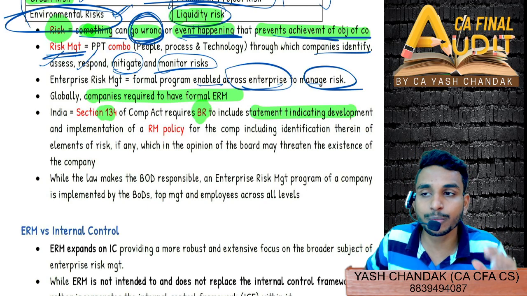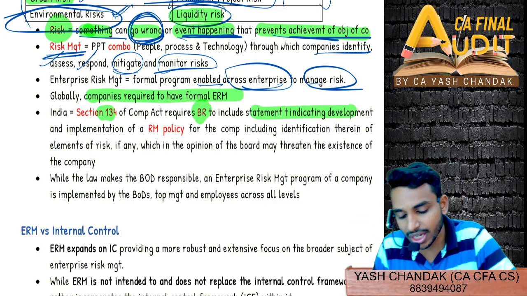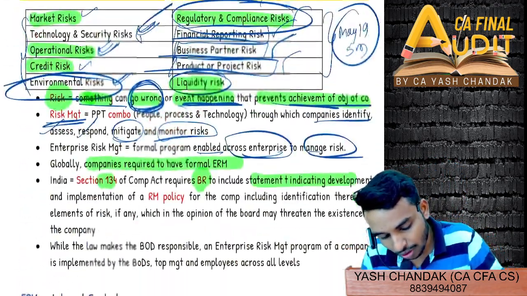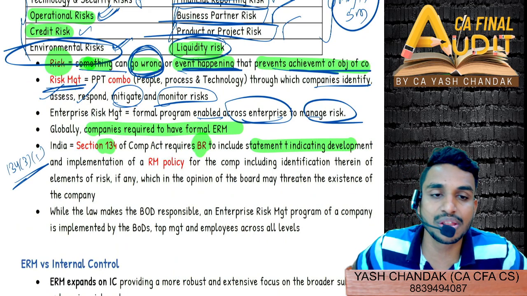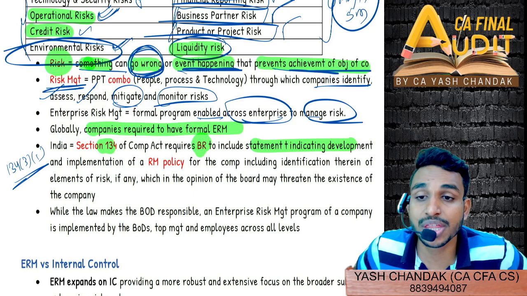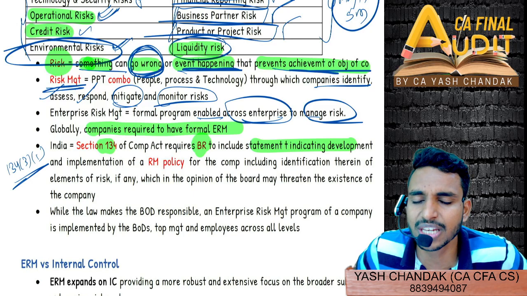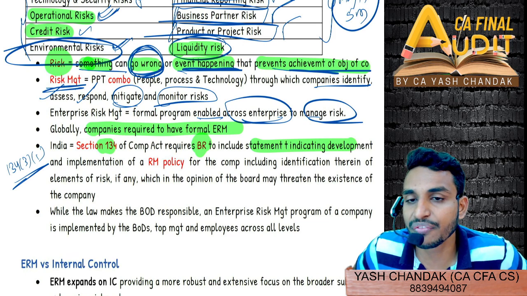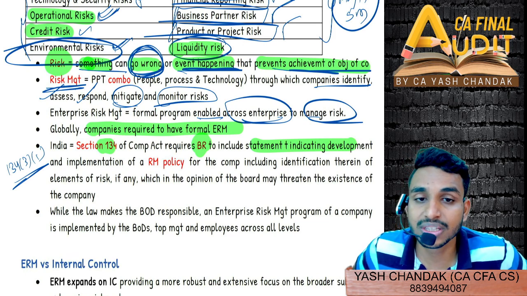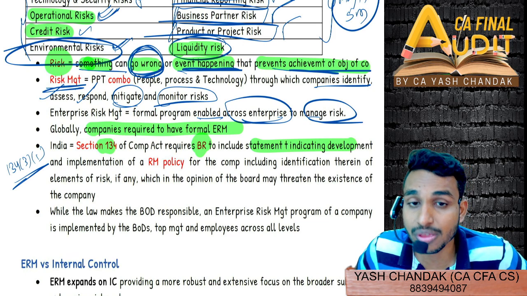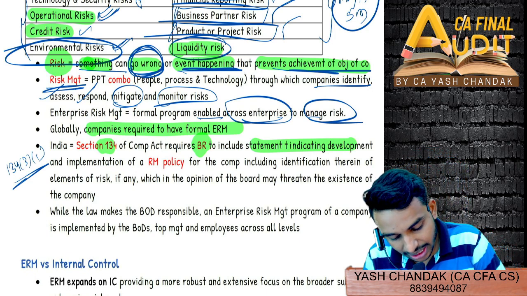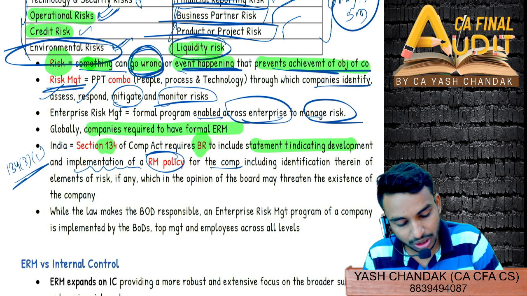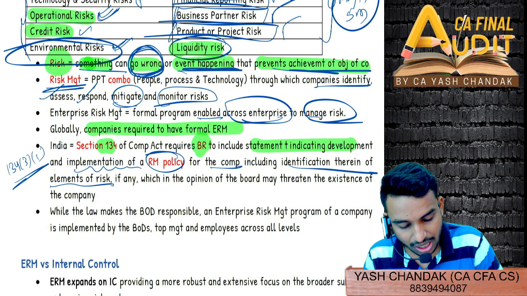So in Section 134, in the Director Responsibility Statement, if you are aware of DRS, that will also come across in the company audit chapter, Section 134 subsection 3 clause C. In the board's report they have to specifically mention how comfortable the board is with respect to the risk management process. Is the risk management process robust enough to mitigate and comprehend all the risk? And that is what they are saying: implementation of a risk management policy for the company, including identification therein of elements of risk which in the opinion of the board may threaten the existence of the company.